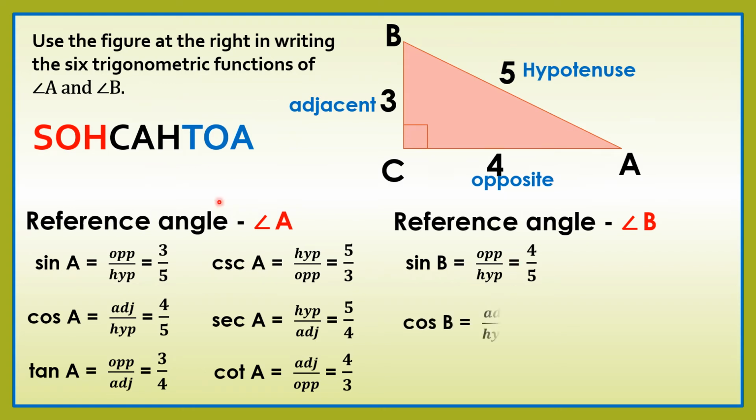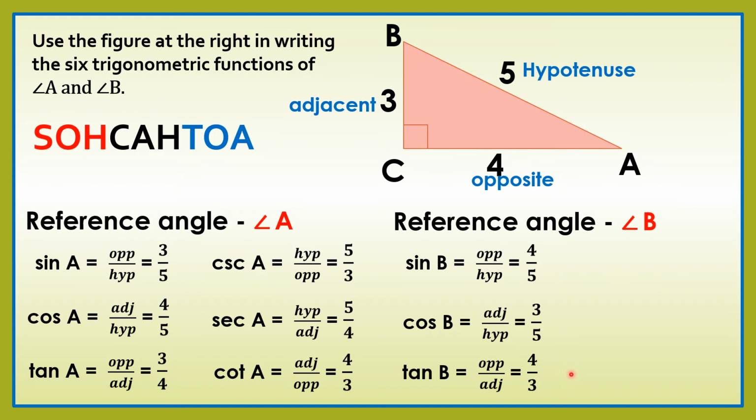Next is CAH. Cosine B is equal to adjacent over hypotenuse. Ang adjacent natin ay 3, ang hypotenuse natin ay 5. Next is TOA. Tangent B is equal to opposite over adjacent. Ang opposite natin ay 4, ang adjacent natin ay 3. So, eto na yung tatlong basic trigonometric functions.